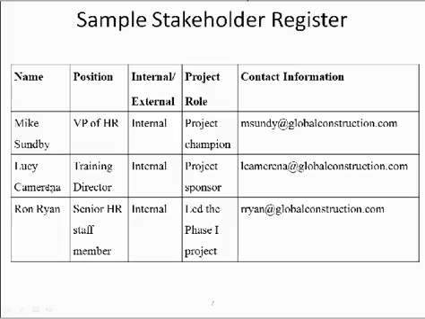Some of the others: Lucy Camarena, Training Director, Internal; Ron Ryan, Senior HR Staff Member, Internal. But you would also include external or internal roles here also. Their project role again, and contact information. So that's the sample of a stakeholder register, and that's an example from the book.